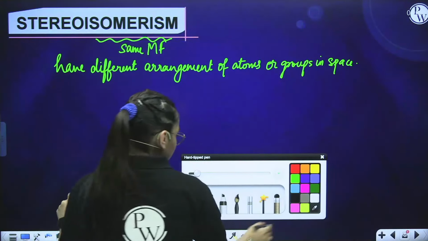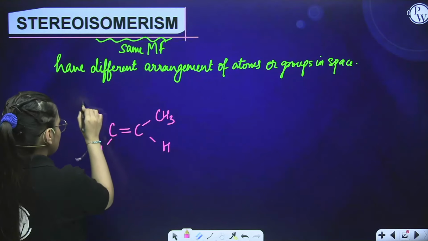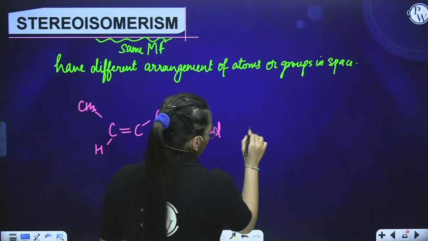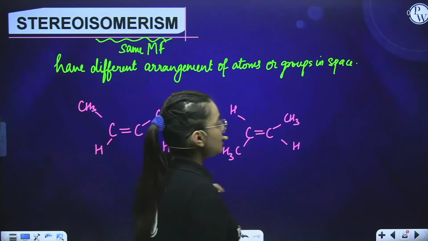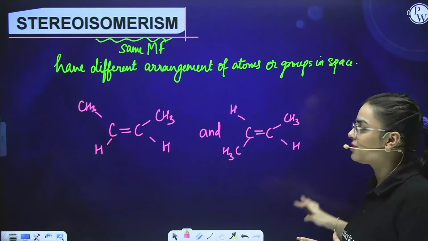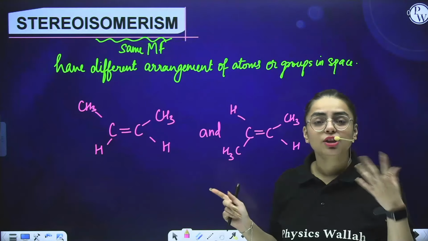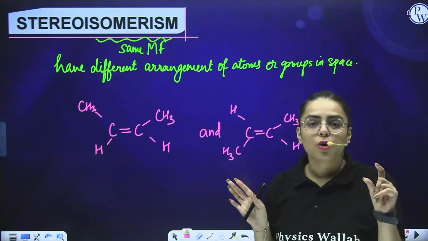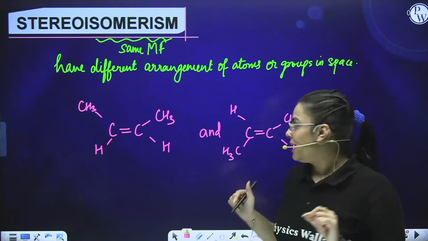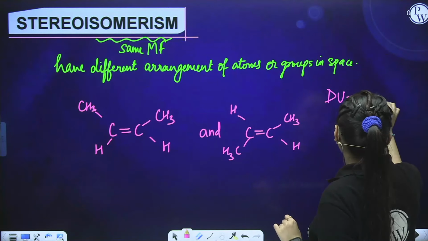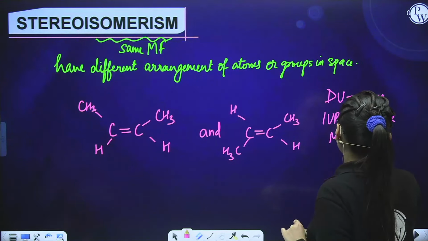Now, let us see this example. Carbon double bond carbon, CH3, H, CH3. And the next case is carbon double bond carbon, CH3, H, CH3, H. Now, if I consider both of these cases, these are stereoisomers of each other. Why, students? Because here you will see the molecular formulas are the same. You can clearly see the DU, degree of unsaturation, is the same. Both of these have one double bond present. Then next, the IUPAC nomenclature is the same. If you name both of these compounds, it is going to come the same, right? DU is same, IUPAC name is same, molecular formula is same, students, because it is an isomer.